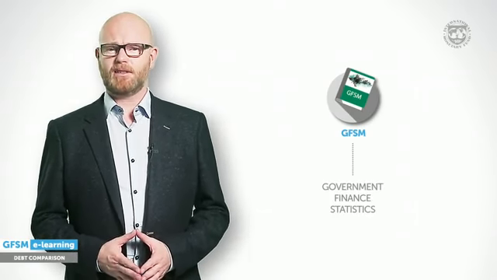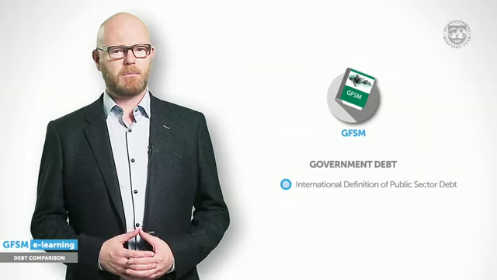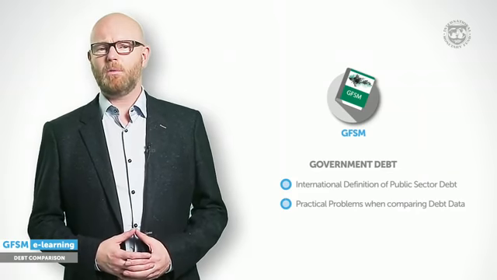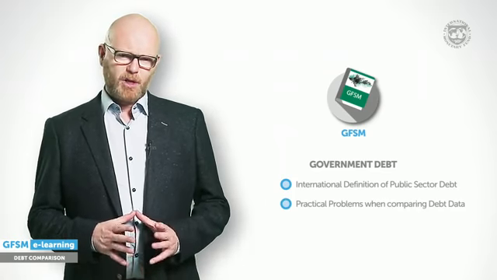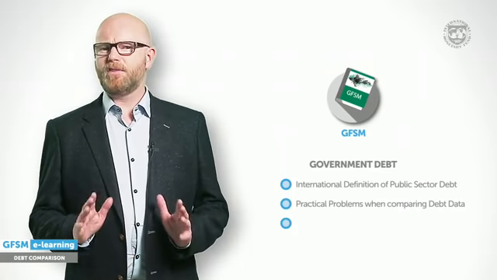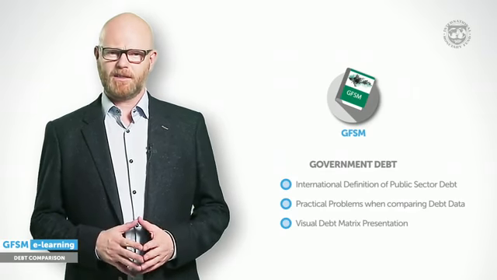Welcome back to another episode of the e-learning series on GFSM, the Government Finance Statistics Manual. In this episode, I will talk about government debt. I will introduce the internationally harmonized statistical definition of public sector debt and explain some practical problems when comparing debt data across countries. I will show an approach explained in a visual debt matrix presentation that improves debt comparability.